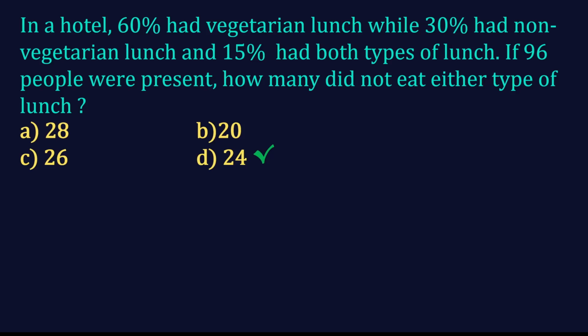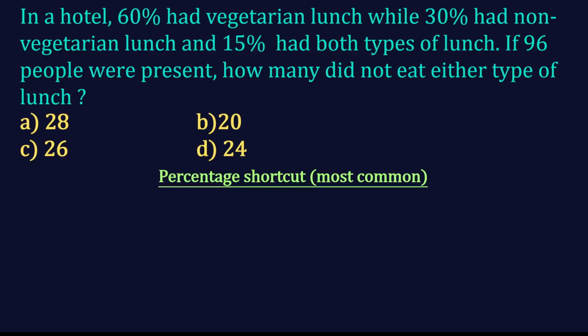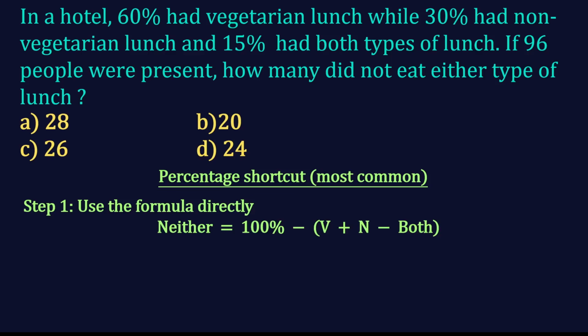Let's try to solve this question using a different method or approach. That will be the percentage or shortcut method. This is the most common method we can use. Step 1, we'll be using the formula directly, which is neither equal 100%. Here 100 represents the whole, so I'm including everyone, both veg, non-veg, and people who ate both veg and non-veg.